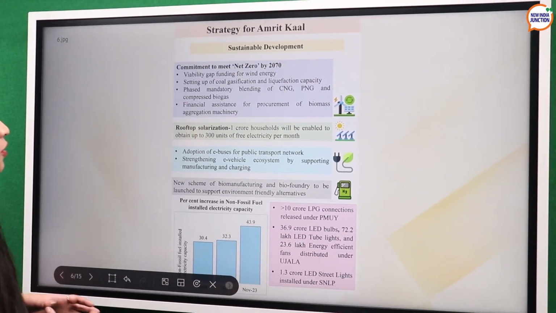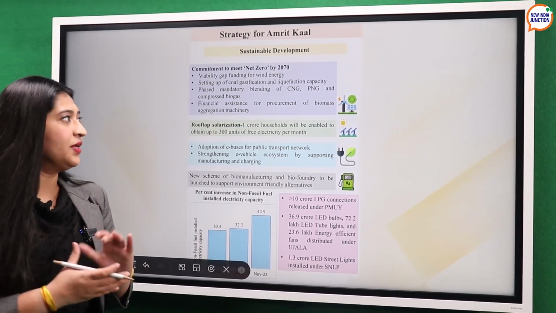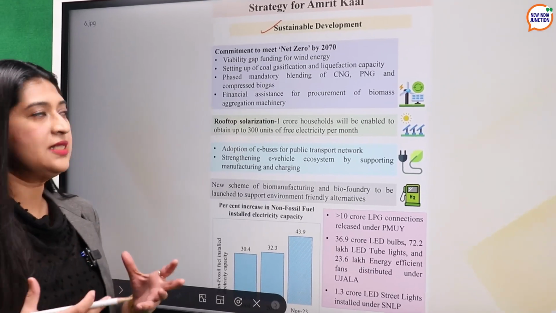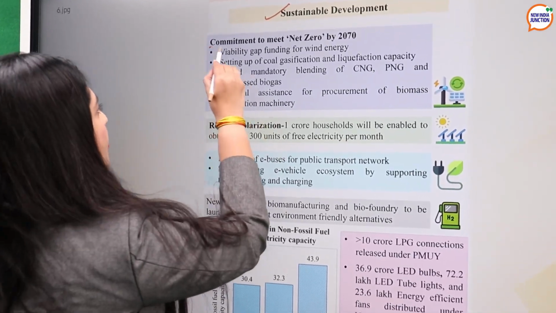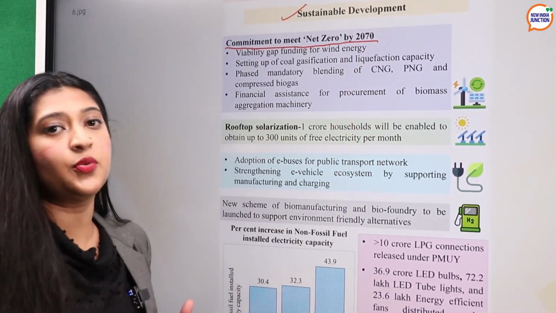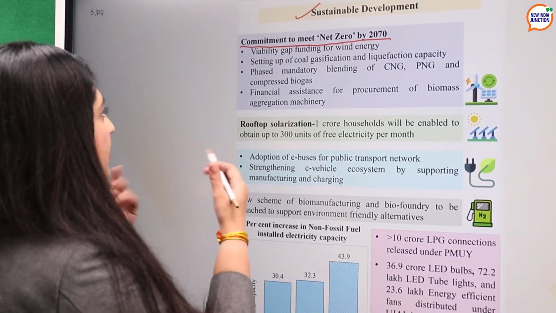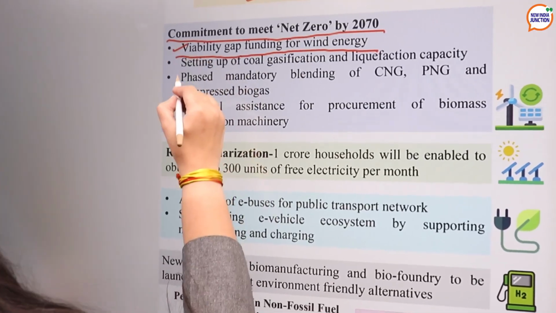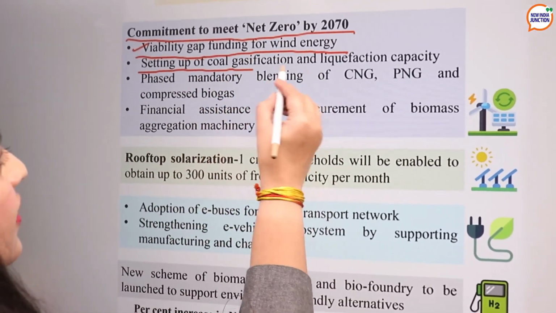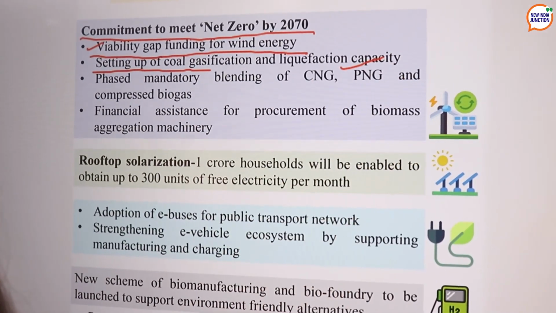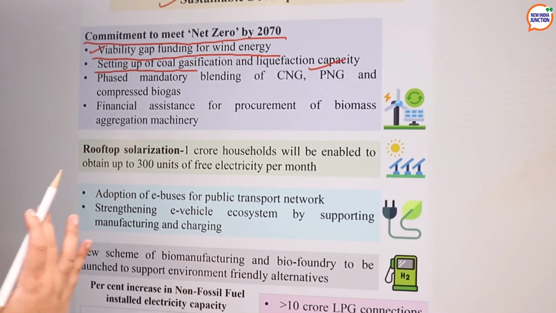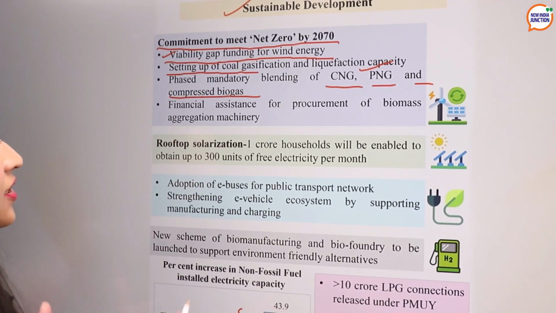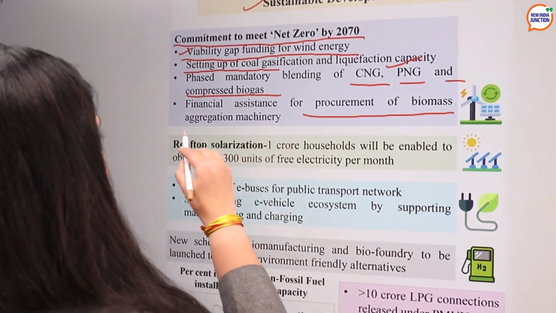Now let's talk about the strategy for Amrit Kaal. First is sustainable development. In sustainable development, first is the commitment to meet net zero by the year 2070. For this, viability gap funding for wind energy has been kept in mind, setting up of coal gasification and liquefaction capacity, phased mandatory blending of CNG, PNG and compressed biogas, also financial assistance for procurement of biomass aggregation machinery.